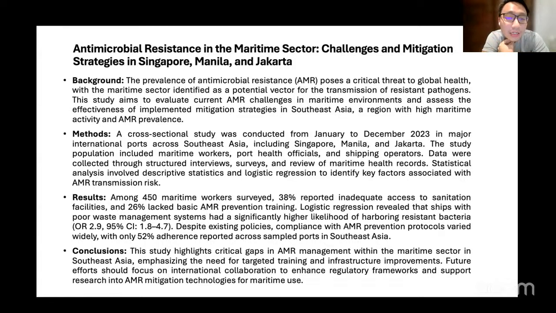So you can see here that the topic would be antimicrobial resistance. And then the issue here would be that the maritime sector is a vector of transmission for resistant pathogens. And then this study aims to evaluate, that would be your solution, the current AMR challenges in maritime environments and assess the effectiveness of implemented mitigation strategies in Southeast Asia. So three main components are there. You can see that the aim of the study is there, and what the study aims to measure is there. I think the big picture is there.